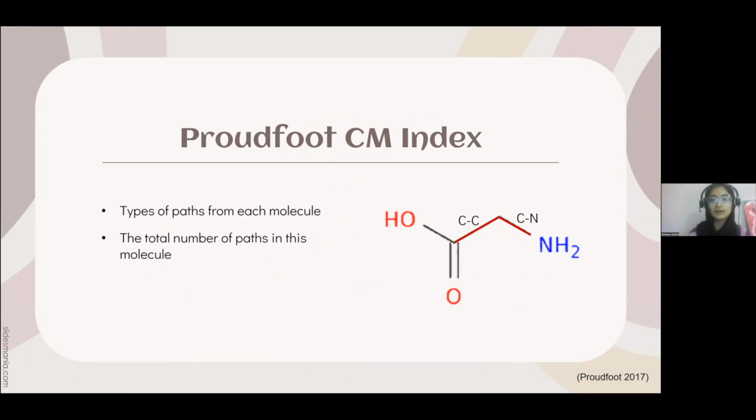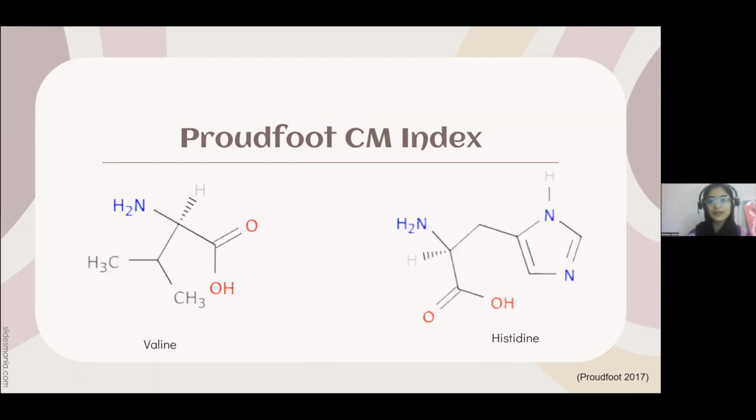And then that is one of the values that you would plug into a complicated mathematical formula that I won't be covering in this presentation. And the other value that it considers is the total number of paths in this entire molecule. So all of these paths here. Now, between valine on the left and histidine on the right, which amino acid do you think would be considered more complex according to the Proudfoot CM index? Well, visually, we can all see that histidine seems to have a larger number of paths that comprise this molecule, and it is indeed the amino acid that has a higher Proudfoot CM index score.